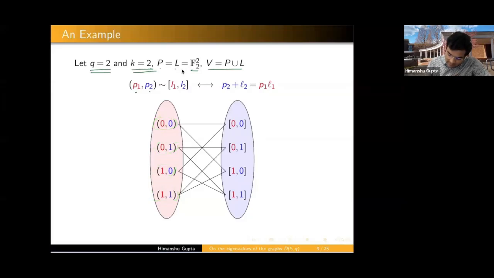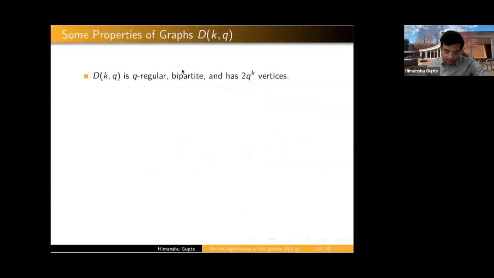So let me take 2 of them. Let's take this and this. So (1,0) is adjacent to (0,0), because if we add 0 plus 0, it's going to be 1 times 0. Okay, and similarly for all the edges, you can check this equation and it's going to be satisfied for all of them. Okay, so that's one example of these graphs, D(k,q).